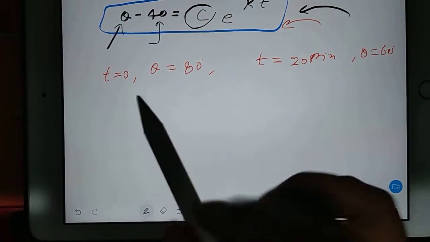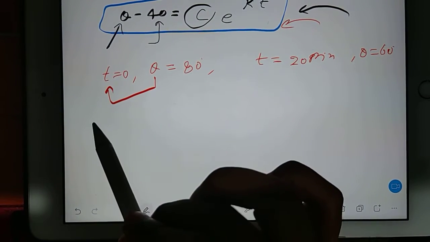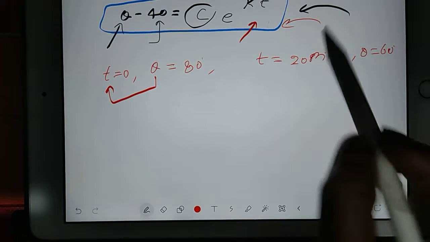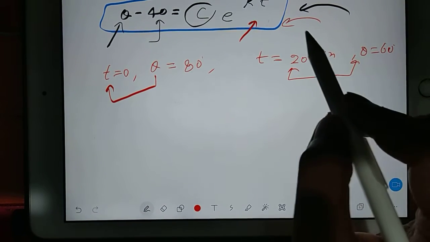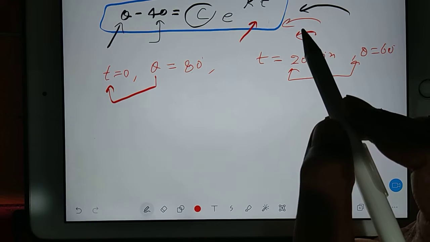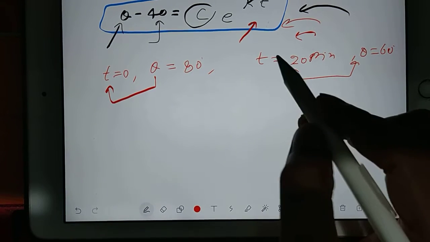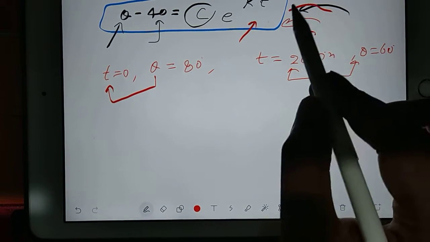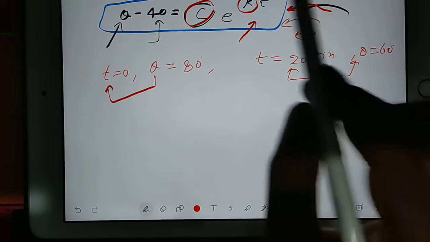So you can see here, for this value of theta and t, you will find one equation, and for this other value of theta and t, you will find another equation, and after that you can calculate the values of the constants. In this equation we have two constants, one is c and one is k.